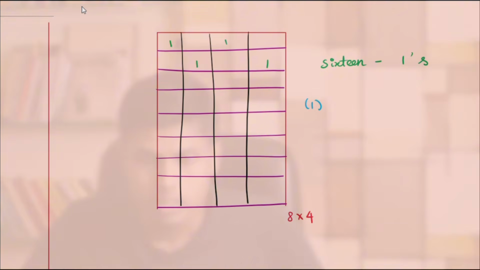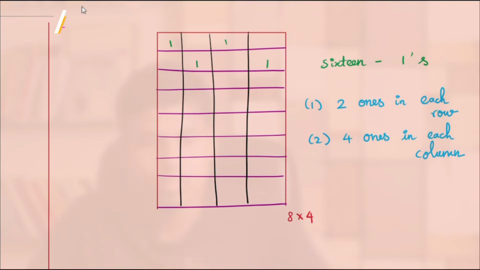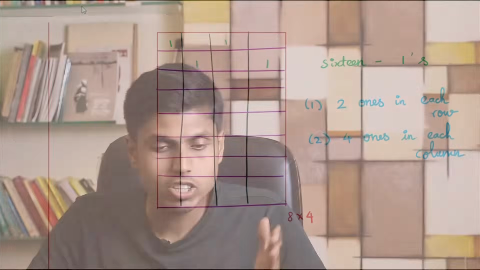By satisfying the following conditions: first, exactly 2 ones in each row. Second, 4 ones in each column. If you try to count, 8 rows are there with 2 ones in each, 8 twos are 16 ones. They are all filled up. Or column-wise, 4 ones in each column, 4 fours are 16. So you again get all 16 ones filled up.